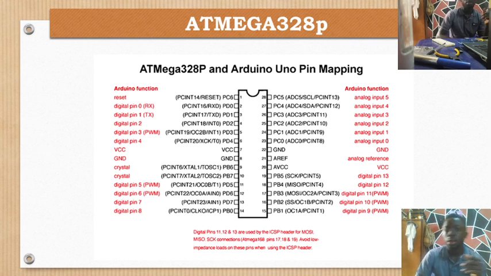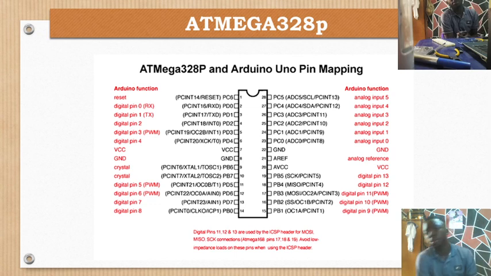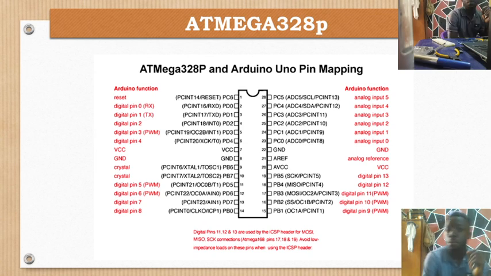Pin 20, you connect your VCC to pin 20, and then pin 21 is an analog reference voltage. Let's say you want your analog reference to be 3.3 volts, so you can connect it to the analog reference. And then we have the ground on pin 22. From pin 23 to 28, they are analog pins. So we have 6 analog pins and then 14 digital pins on the Atmega 328P microcontroller.